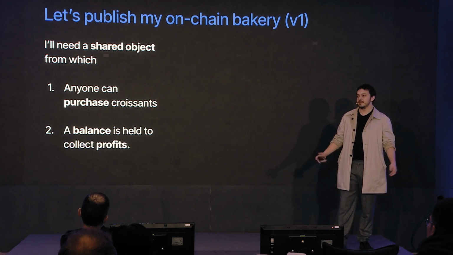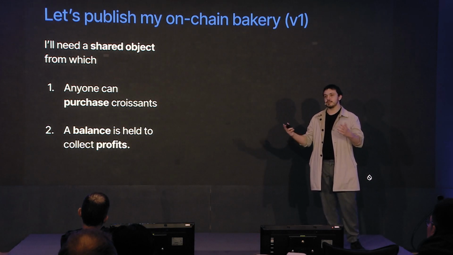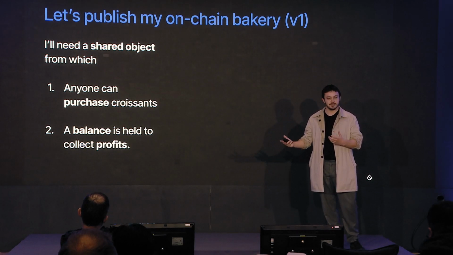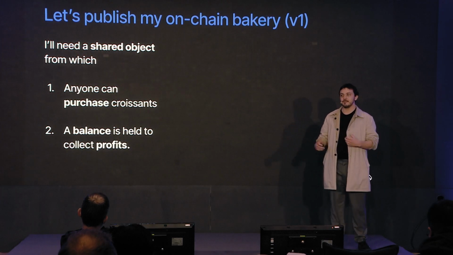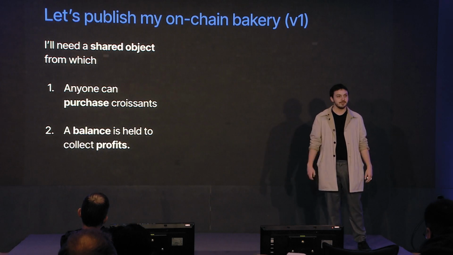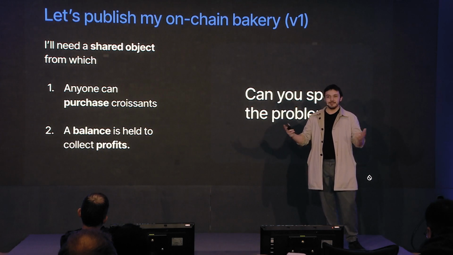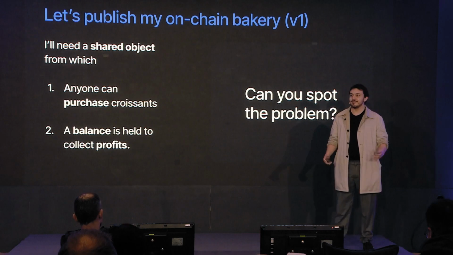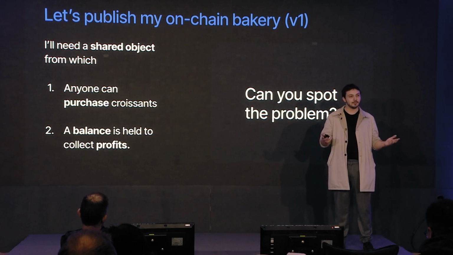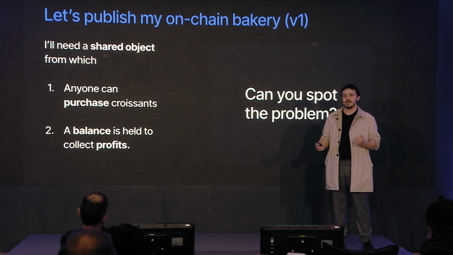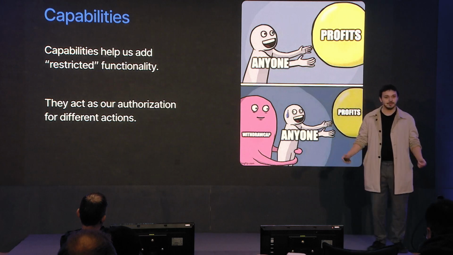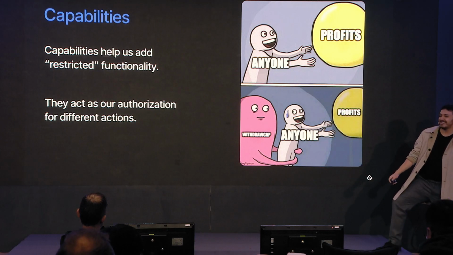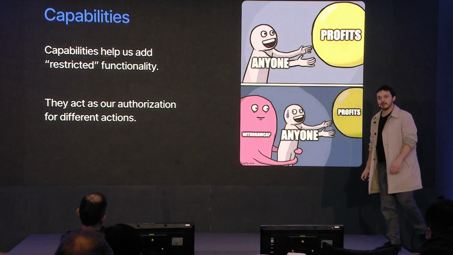Now, as we understand, since I want every one of you to go into this object and actually purchase those croissants, I guess we need a shared object that anyone can go in and we can mutate it because we're adding balance. Now, can you spot the problem here? If that's the case, then what stops you from going in that shared object and actually taking the balance away? And this is where, I actually want you to see this meme. This is where capabilities come into play.